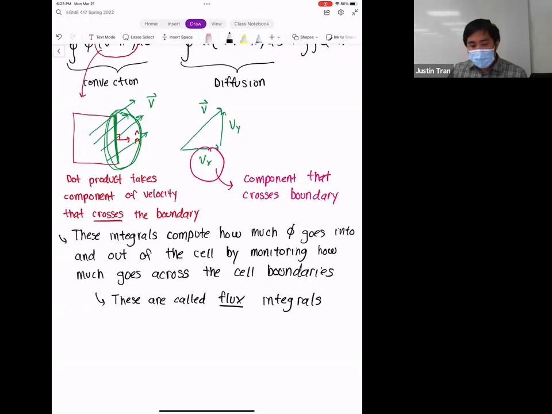Actually, I'm going to save this next part for when we talk about diffusion. I think it'll make more sense there, and I'll leave the rest until we actually start talking about diffusion.